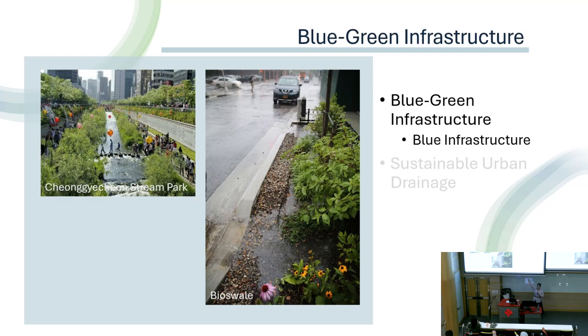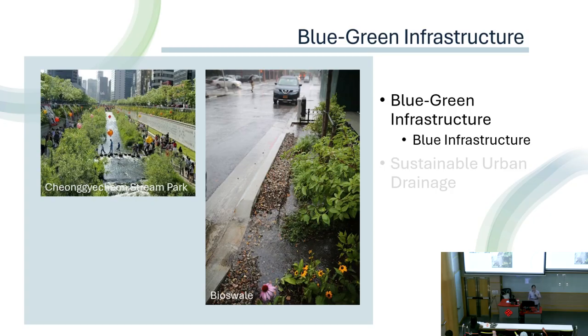So the, I'm going to butcher this, but the Cheonggyecheon Stream Park, that's the one in Korea. So you can see they not only incorporated the blue elements, but also the green elements and the community elements, creating space for visitors and residents alike to gather, to hold events, or at least to make a very nice area to take a photograph.